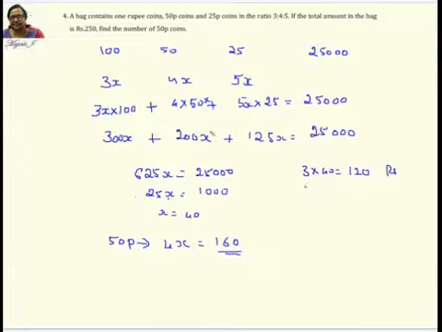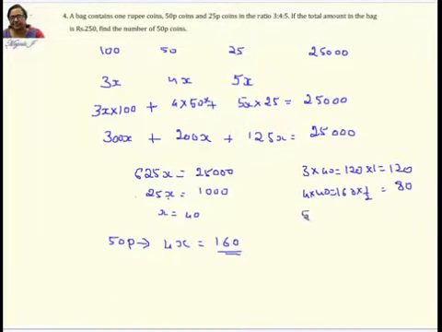I'm sorry, 4x is the thing, right? 4x. So 4x is, am I doing something wrong? You have 120 50 paise coins, correct? I'm sorry, this 1 rupee, 120. So 50 paise coins, 4 into 40, which is 160, and multiply into the value 1 by 2. So it's going to be 80.